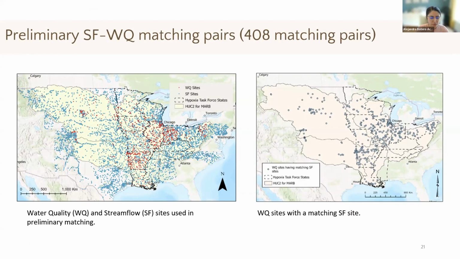So here I'm showing the process of the matching of sites between stream flow and water quality. The blue points are all stream flow data from the USGS dataset, and the red points are the water quality sites. So after we perform the matching, we ended up with 408 matching sites, which you can see in the map on the right side.